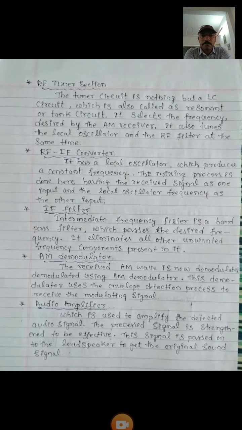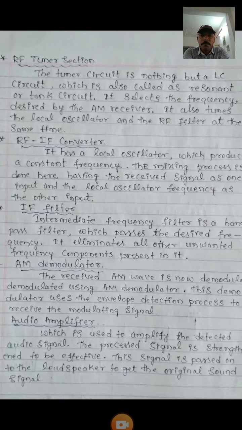See here, the first part of the tuned radio receiver is the RF tuner section. In this section the tuner circuit is an LC circuit. We have already discussed what an LC circuit means: it is an inductor capacitor circuit, also called a resonant circuit or tank circuit. In our PUC class we studied the resonant circuit.